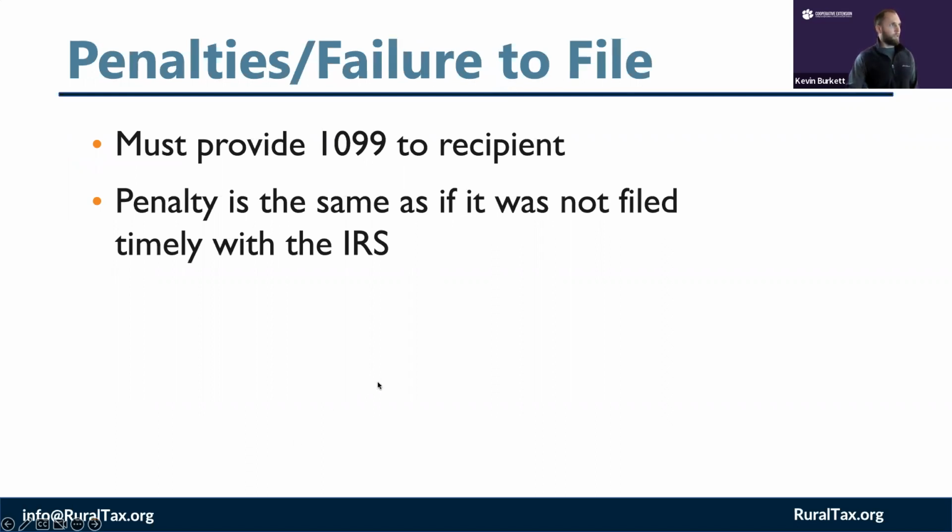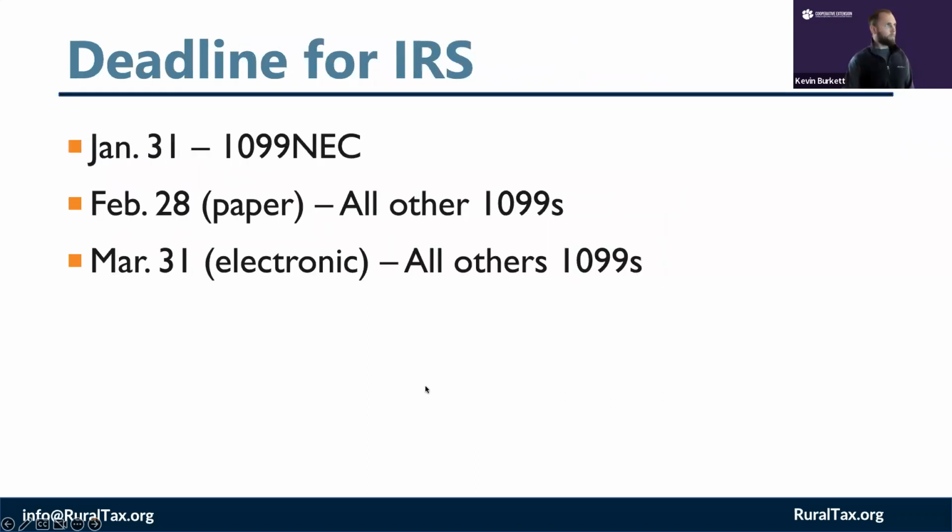But yeah, so we do have to provide that copy. We talked about the 4 copies earlier. So we do have to provide that copy to a recipient. And the penalty is the same as if it was not filed timely with the IRS. And I know we haven't touched on that yet, but that is the next section. So as we said, we've got the recipient copy, and then we've got the copy that goes towards the IRS.